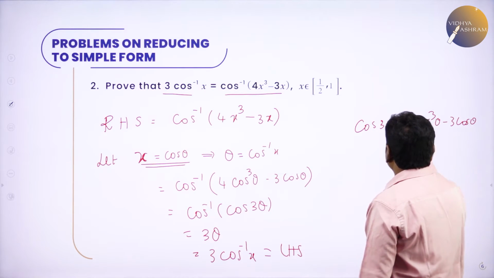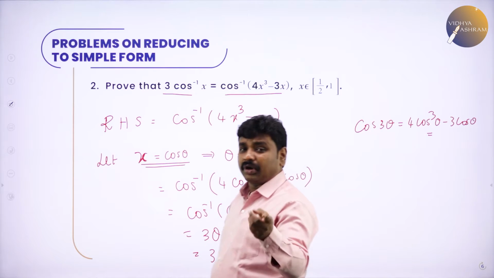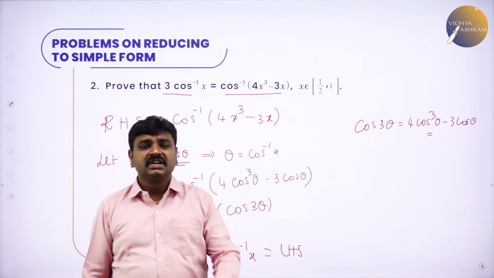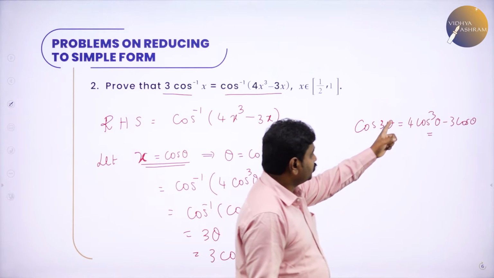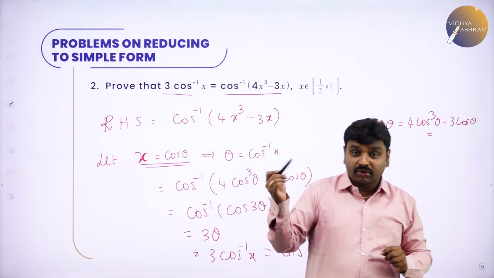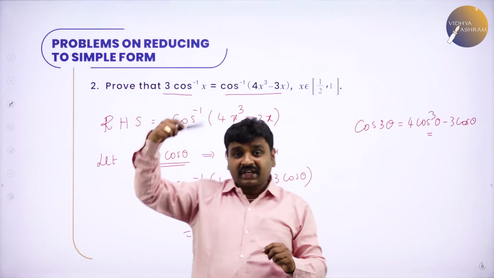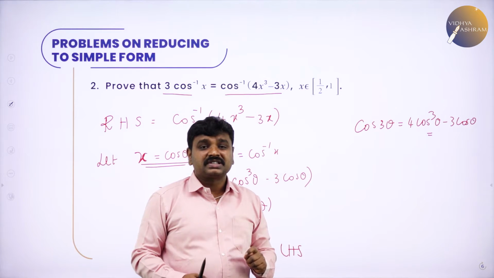If you don't know multiple angles, you can't solve the problems. So in the first problem we used sin 3 theta. Sin 3 theta is 3 sin theta minus 4 sin cube theta. Cos 3 theta is 4 cos cube theta minus 3 cos theta. Means before you start these problems, first recollect and summarize all the multiple angles.